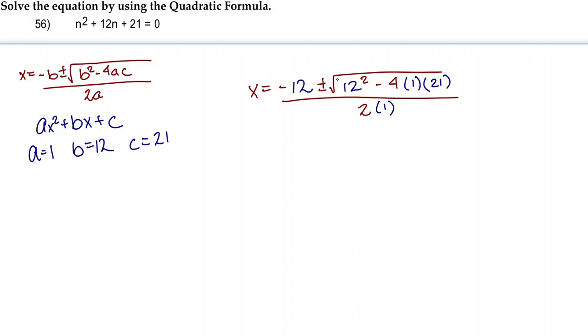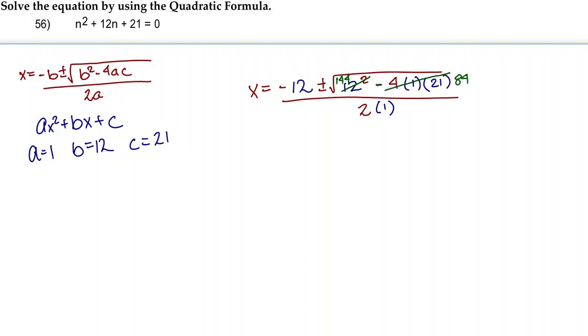I recommend simplifying the radicand first, meaning whatever's under the square root. In this case, this is actually called the discriminant. So let's go ahead and solve the discriminant first. 12 squared is just 144. 4 times 1 times 21 is 84. So now inside here, we have 144 minus 84.